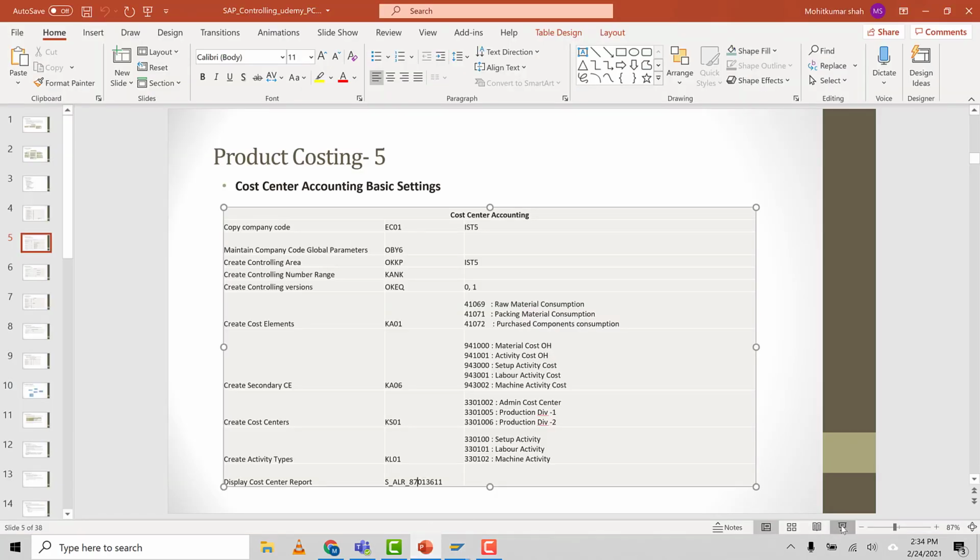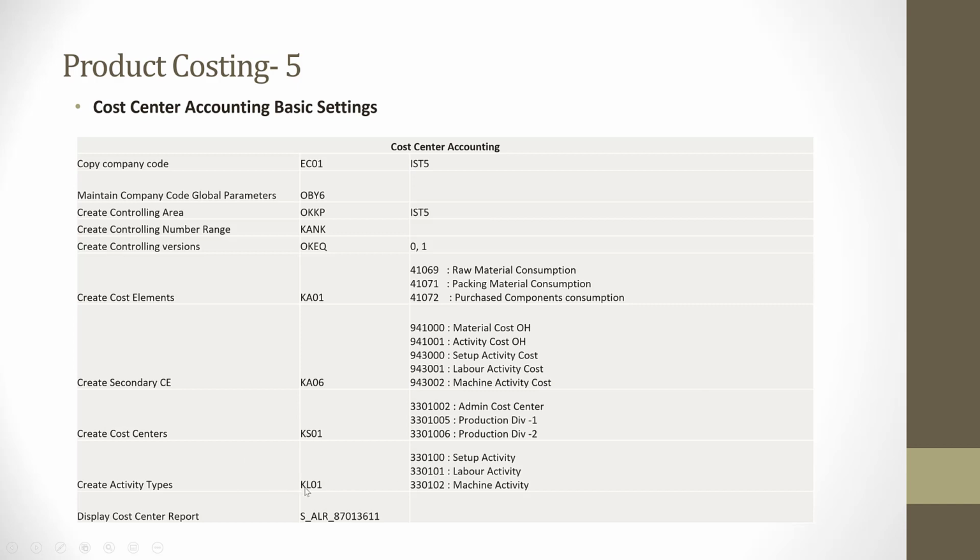Create activity types. The transaction code is KL01. So what are activity types? Again, we have discussed this in detail earlier, but for the purpose of product costing, let's understand again. Activity types are the activities which are performed in the cost center. So in a production cost center, you will have an activity called labor activity, where labor is working on the machines, labor is doing some, let's say, deflashing work, labor is doing some activity whereby the raw material is processed, and so that labor activity is there.